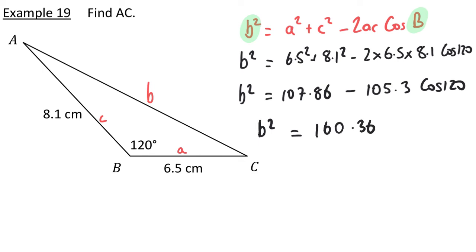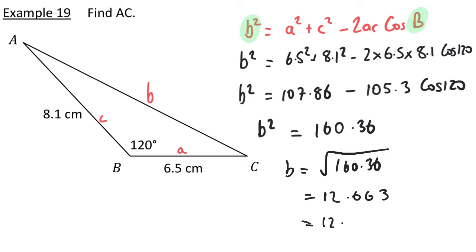160.36. Now that might seem a little bit odd because we've got a subtraction here and the answer's worked out to be bigger than 160, but whenever we do the cos of 120 it works out to be a negative, so these two negatives make a plus, and that's fine, that's perfect. Then we do the square root, so B is the square root of 160.36, and that gives us 12.663, so 12.7 centimeters to 3 significant figures.